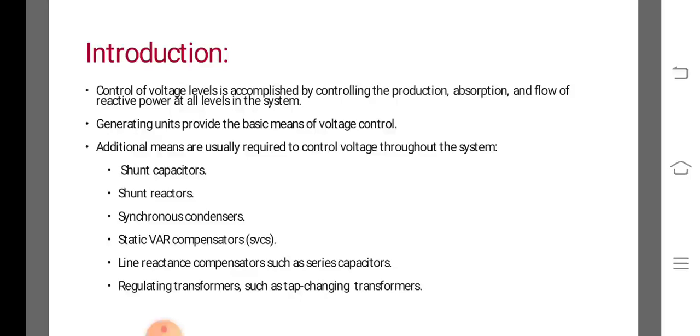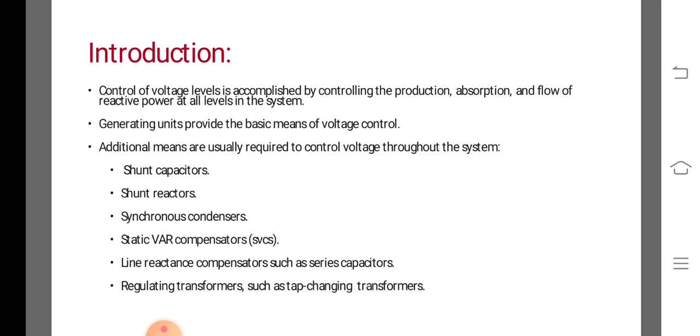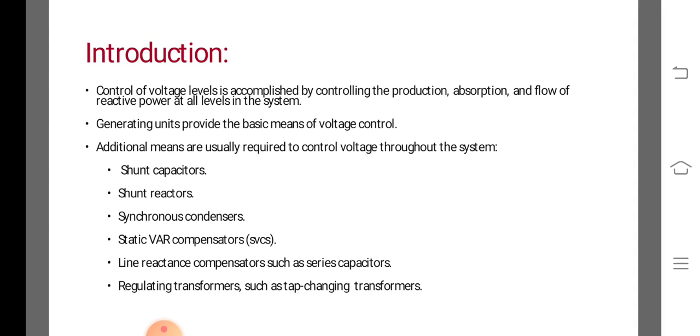Excitation control of the voltage regulator at the generating station, and tap changing transformers, using generating units, provide the basic means of voltage control. Additional means are usually required to control voltage throughout the system: shunt capacitors, shunt reactors, synchronous condensers, static VAR compensators, and regulating transformers such as tap changing transformers.